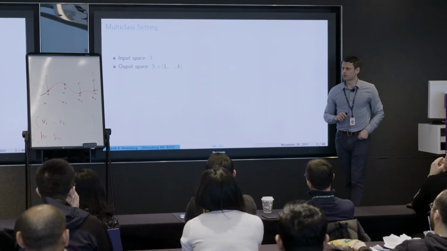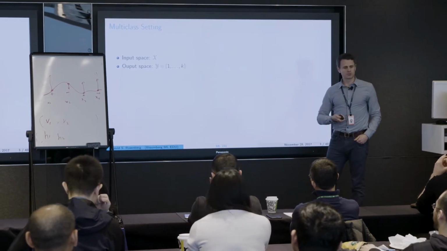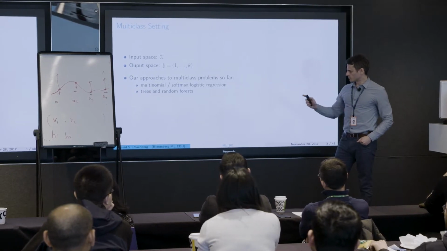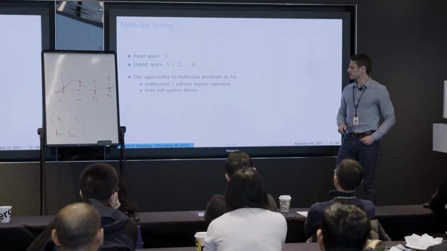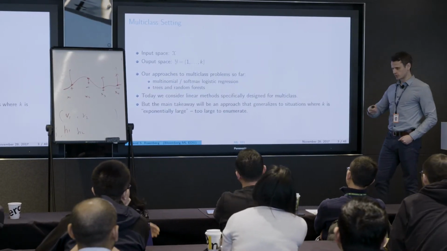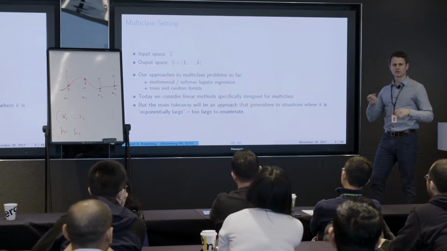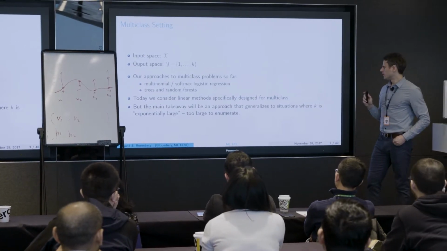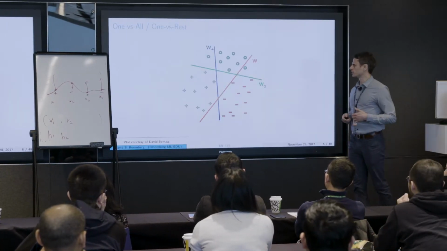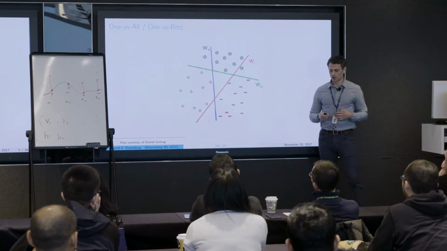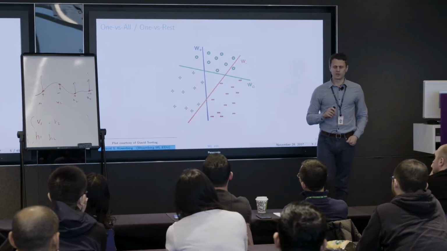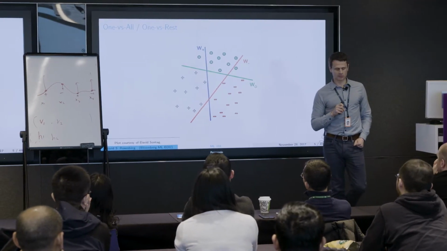All right. So multiclass: input space X, output space enumerated 1 to k. We've spoken about a few methods already, tree-based and multinomial. But today we're going to start with linear methods, because they're always easiest to start with. We can always swap in other approaches later. And the main takeaway, as I mentioned, is that this will generalize to situations where you have exponentially large label spaces. So what's the quick and easy way to do multiclass?